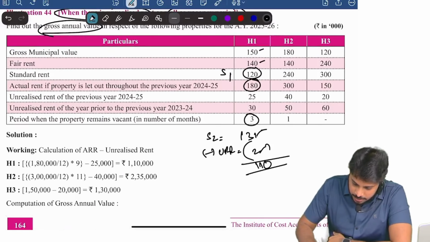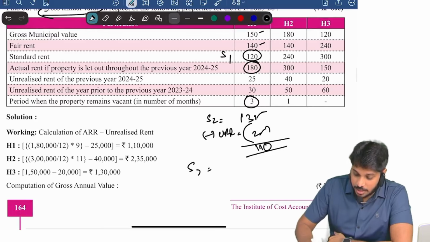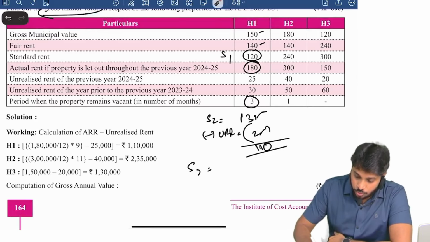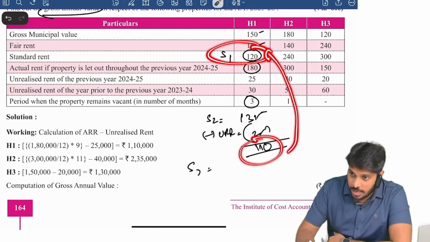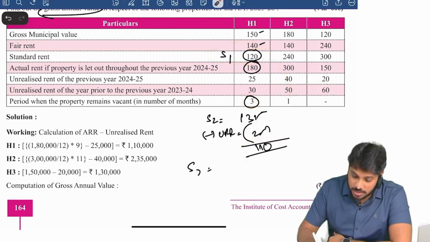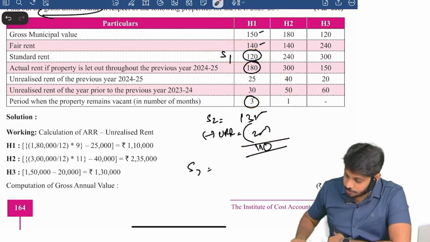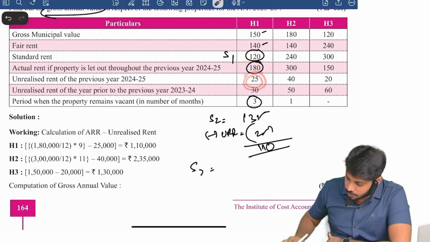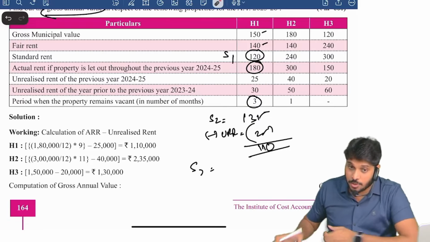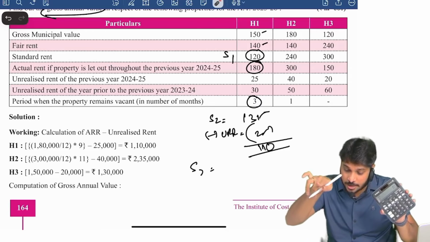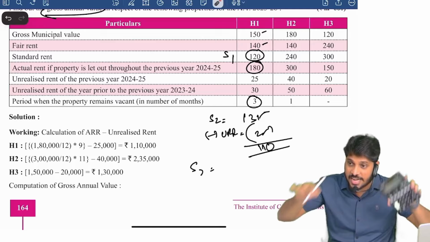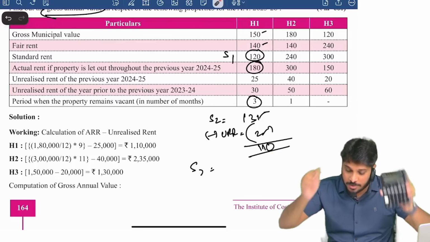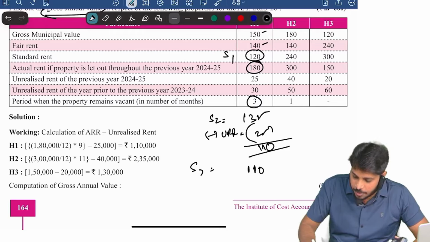Now step number 3, vacancy. Step number 2 is 110, step number 1 is 120. Step 2 is less than step 1, and there is a vacancy. If vacancy is not there, my step 2 would have been 180 minus 25, which is 155, even higher than step number 1. Right now my step 2 is lesser than step 1 only because of vacancy. Therefore gross annual value is 110.